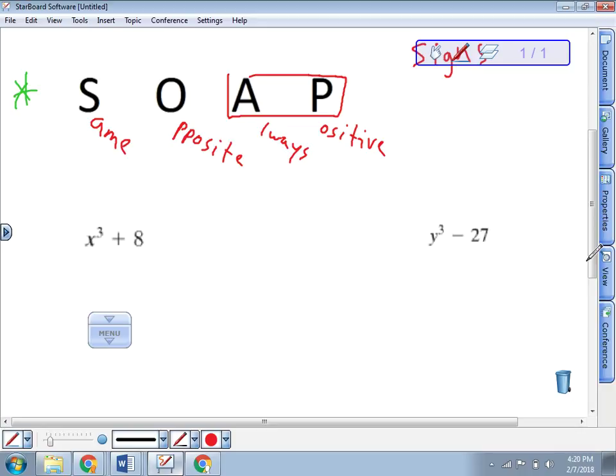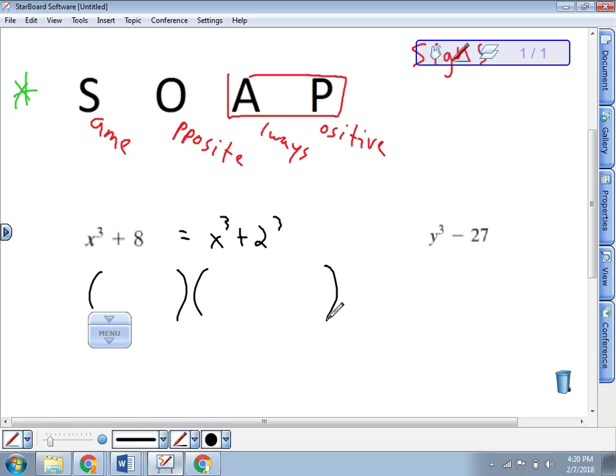This really equals x to the third plus 2 to the third, because 8 is really 2 to the third. The cube root of 8 is 2. So when I do this problem, the first thing I'm going to do is set up our answer as 2 sets of parentheses. So here's one set, and then here's another set.